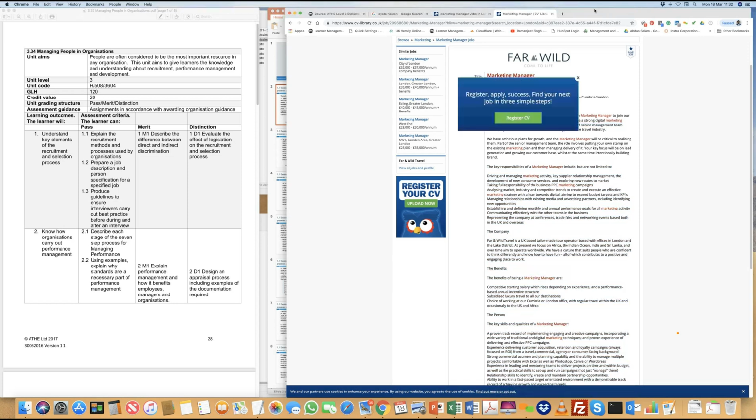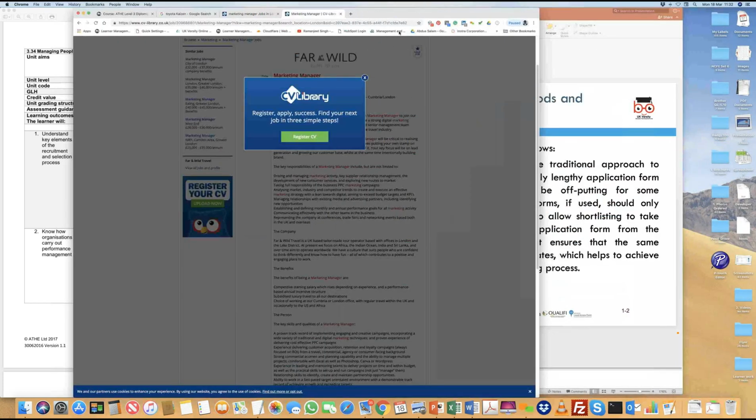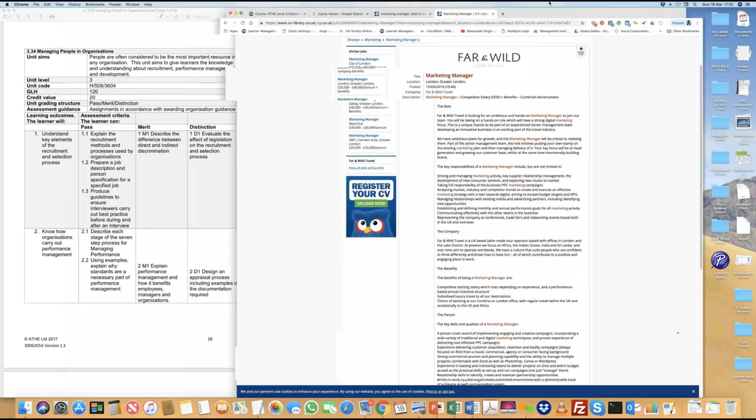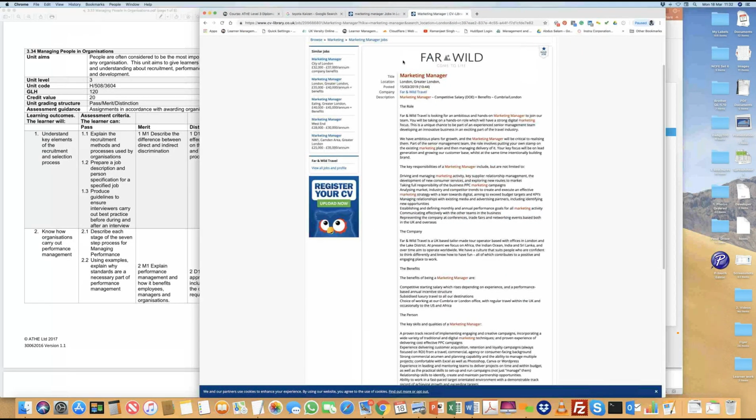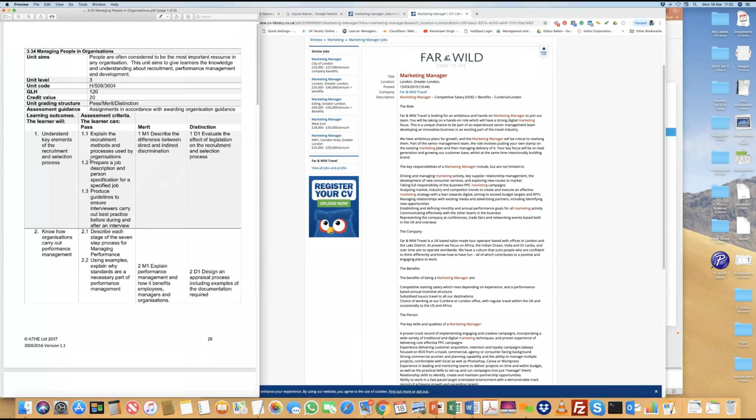Is that something I would need to do? It will be something that you will need to look at, yes. But you will probably just look at putting in a bit of a screenshot by using a particular website. And here in task 2, if you see, it talks about prepare job description and person specification for a specified job. Can you see that?